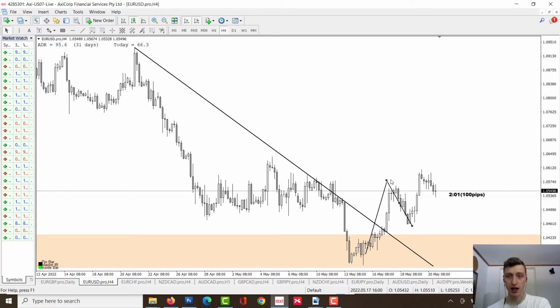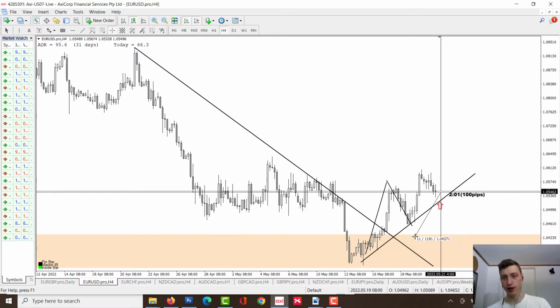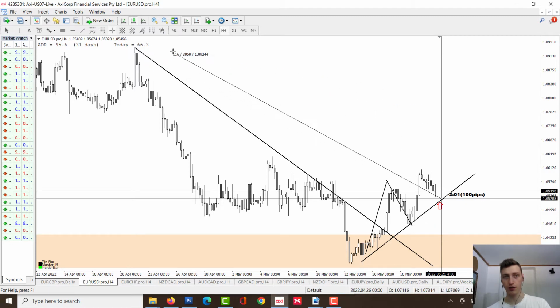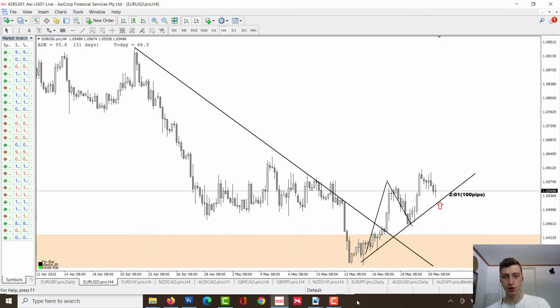So this is definitely a good area to look for an entry, right at this area, bouncing from this trend line. This could be a very beautiful way to go long, with a stop loss of around 120 pips or a little less, around 100 pips, and take profit around 400. So a nice 1 to 4 risk reward trade. So that's it.